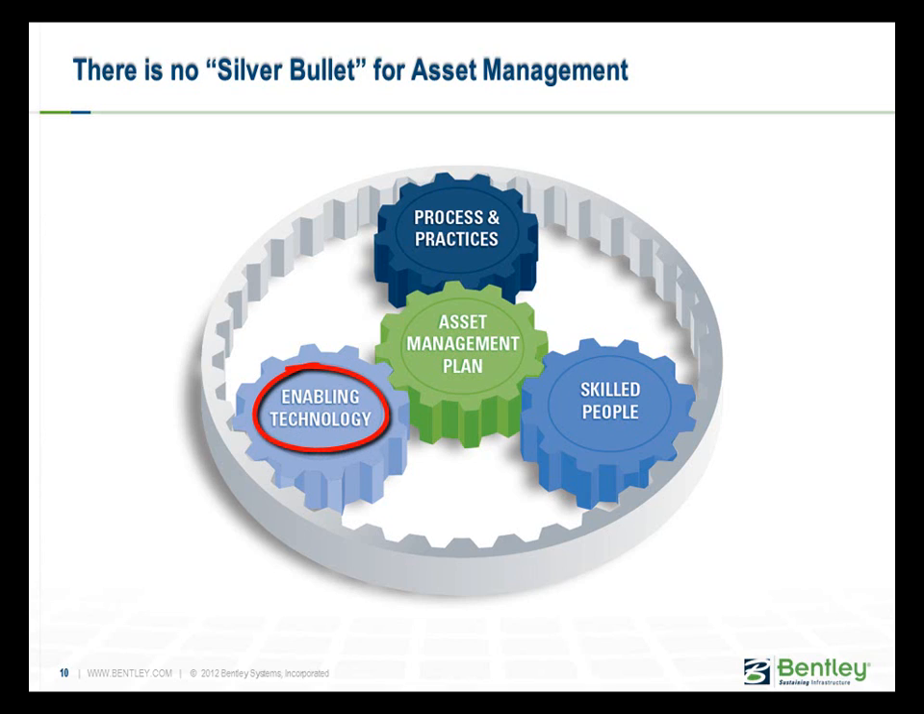Enabling technology, like the Bentley APM software product, is an important piece of the picture, but it's not the whole solution. To move toward a proactive APM maintenance approach, organizations need to adopt different business processes and best maintenance practices, and have people who are trained and mentored so that they have the skills to execute the new processes and practices. All of this needs to be coordinated by an overall asset management plan that brings all the pieces together into an integrated solution.